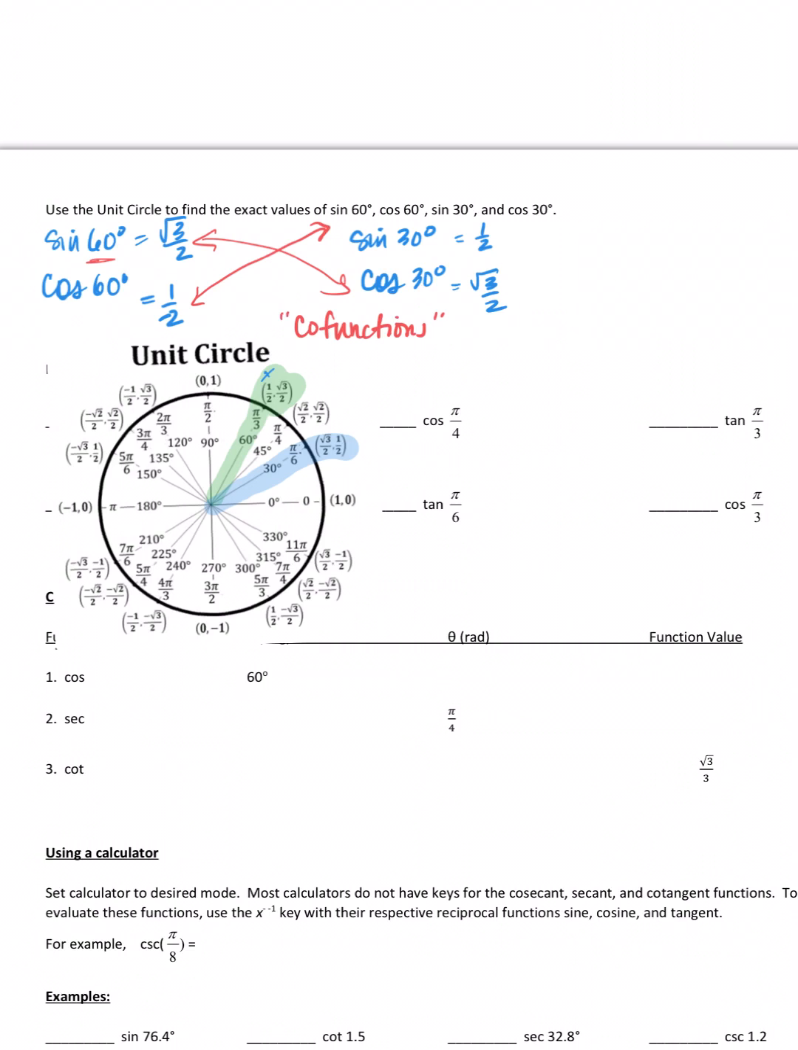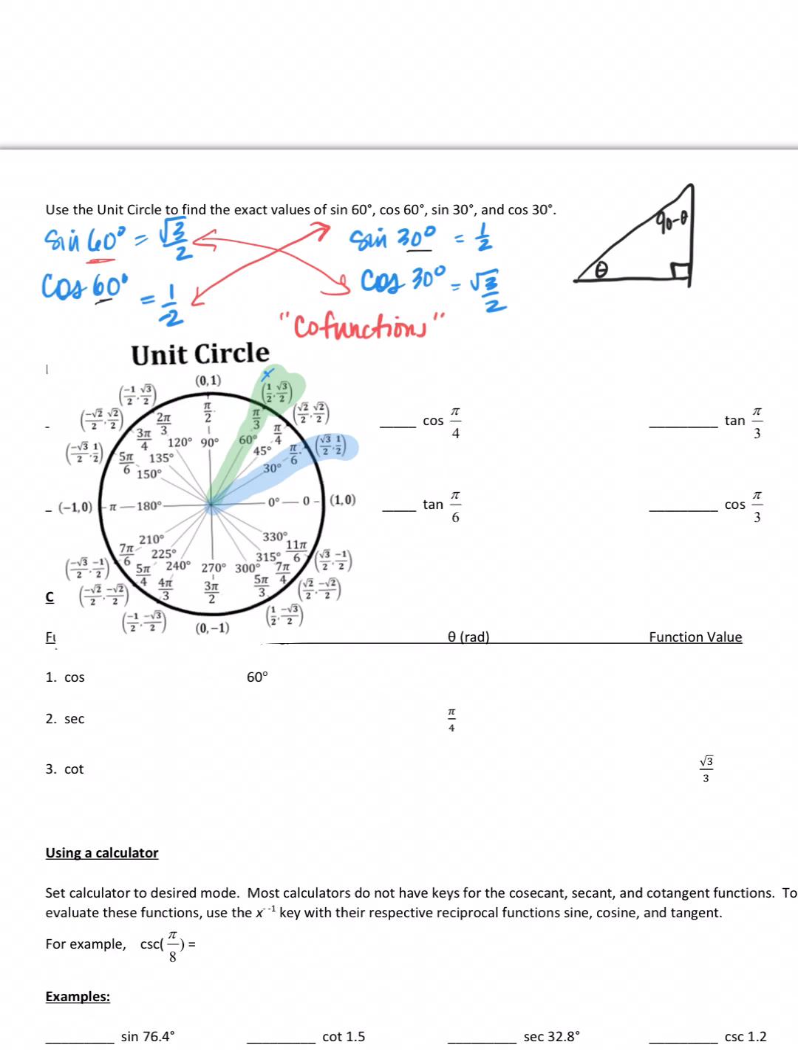Okay, you end up with the same result because they are what we call cofunctions. Now, why does that work? Well, it goes back to what I was showing you before. Remember how we originally started here? If this is theta, then this angle is 90 minus theta. If theta is 60, 90 minus theta is 30. So because of that, they are cofunctions of each other.